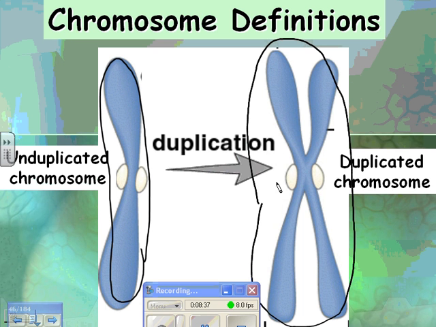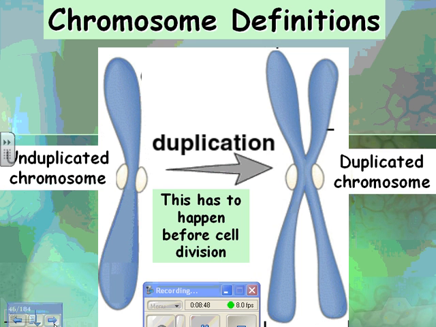And then at some point it will duplicate its DNA and then hang out a little bit longer, and then it will separate the DNA like that and send one to one new cell and one to the other new cell. And that will happen to all of the chromosomes. So this duplication has to happen before cell division. This duplication is not a phase of mitosis, it's what happens ahead of time.